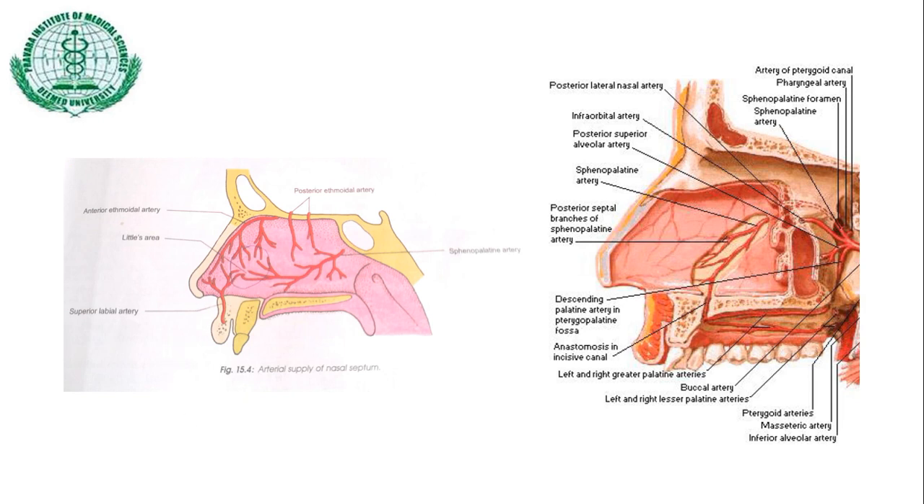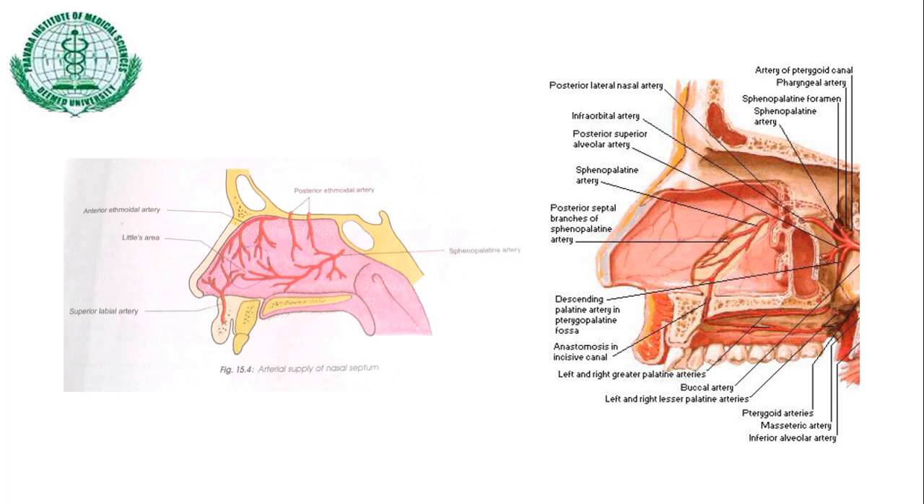The anterior inferior part is supplied by the superior labial artery, which is a branch of the facial artery. Then a branch from the sphenopalatine artery, which is again a branch of the maxillary artery. Then the greater palatine artery, here you can see it, the greater palatine artery. Then an anastomosis is formed by these arteries. This is known as Little's area or Kesselbach's plexus, which is a common site of bleeding from the nose, that is known as epistaxis.